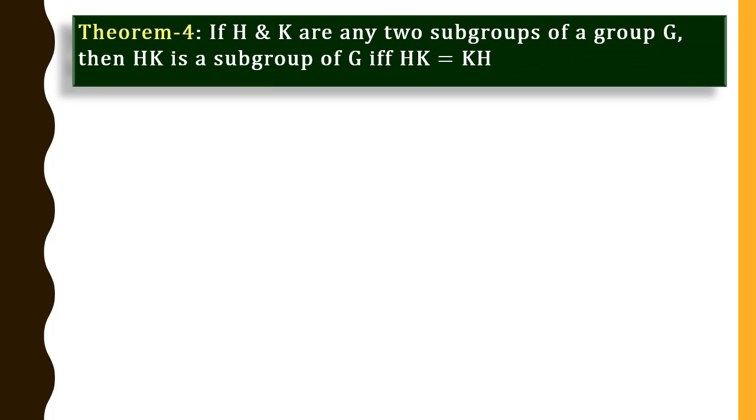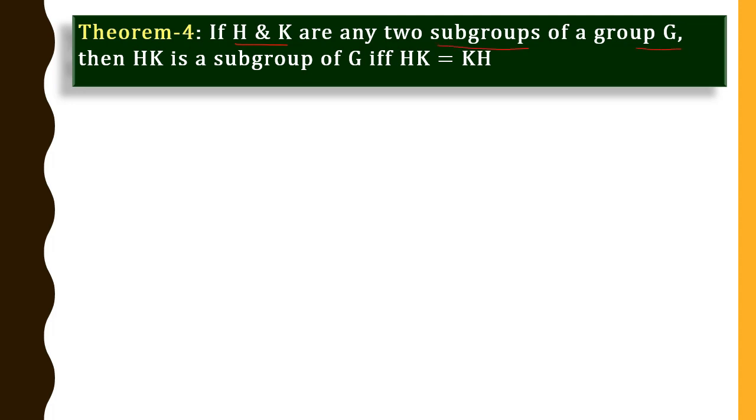Next we shall consider theorem 4. If H and K are any two subgroups of a group G, then HK is a subgroup of G if and only if HK is equal to KH. Once again, you understand the statement. What are H and K? H and K are any two subgroups of a group G.